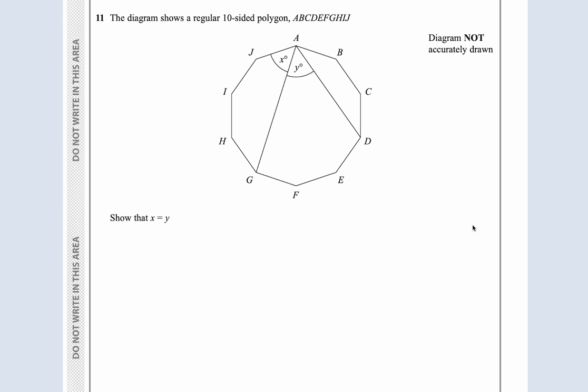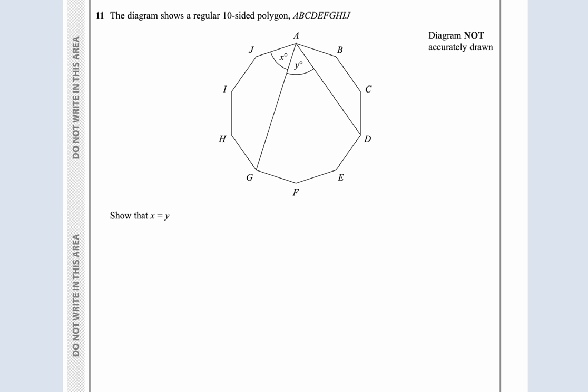Question 11. So we have a 10-sided regular polygon, and we have to show that x equals y, right? This isn't an easy question, guys. First thing to note, it's a regular polygon. So when I see regular polygon, that often tells me to think about the exterior angle. Now the exterior angle, guys, is this angle here. It's that one, or this one, or this one. They are all the same. They're all the exterior angles.